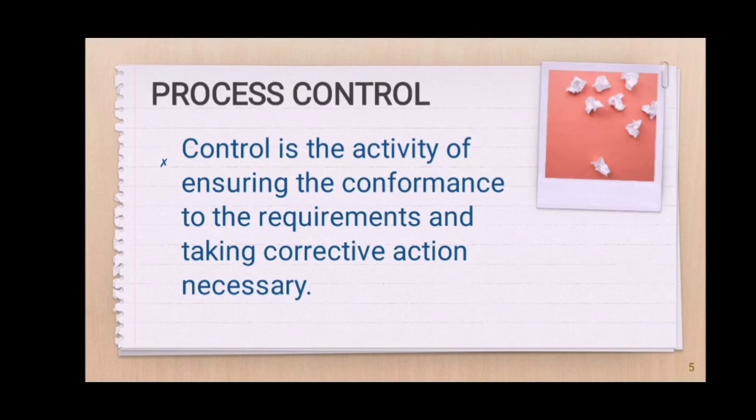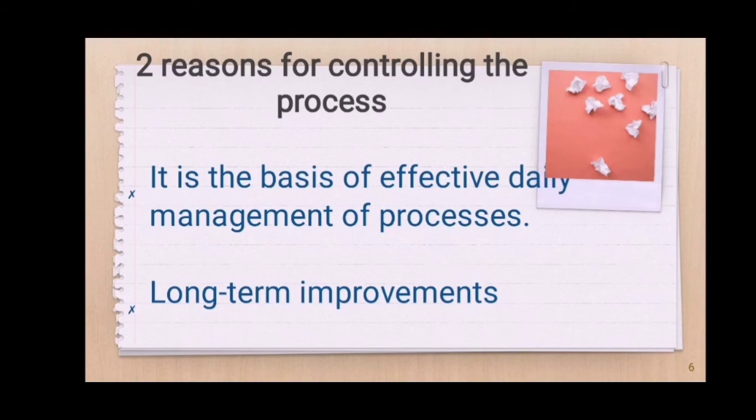It also allows manufacturers to keep their operations running within specified limits and to set more precise limits to maximize profitability, ensure quality, and prioritize safety. So there are two reasons for controlling the process. First, process control methods are the basis of effective daily management of processes. Second is the long-term improvements.